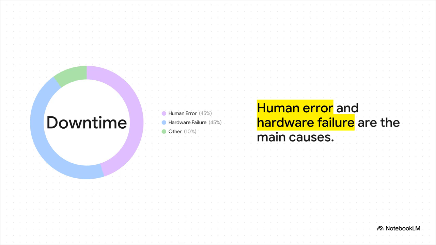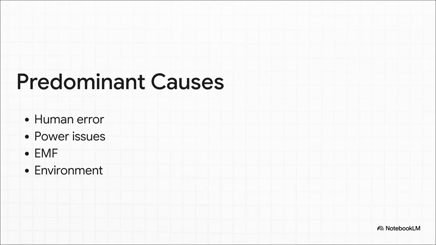The biggest causes of downtime aren't sophisticated cyber attacks or dramatic natural disasters like floods and earthquakes. Nope. The vast majority of failures come down to deeply ordinary human errors and basic hardware or system failures, which, if we're being honest, are often just the result of human error in the first place. Let's look at the specific culprits here to drive this home. We've got human error, power quality issues, electromagnetic fields, and environmental conditions like bad temperature or humidity control.